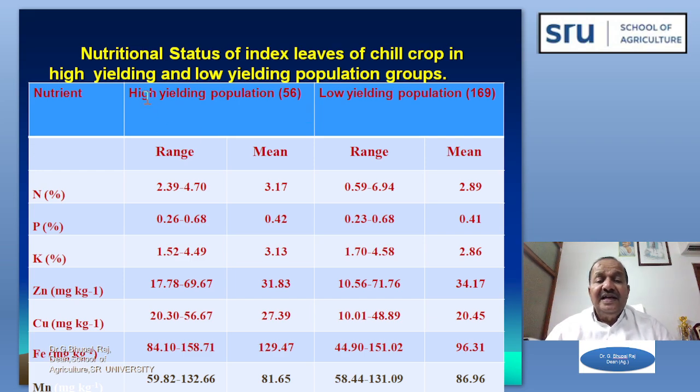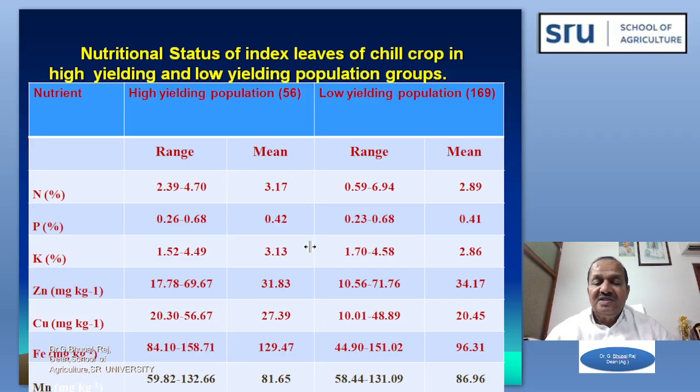So after dividing, as I told you, 56 populations are high yielding and 169 populations are low yielding. For the 56 high yielding population, we calculated the mean values of the nitrogen values of the leaf samples. Suppose the nitrogen mean value of these 56 samples is 3.17, phosphorus mean value is 0.42, and K mean value is 3.13.